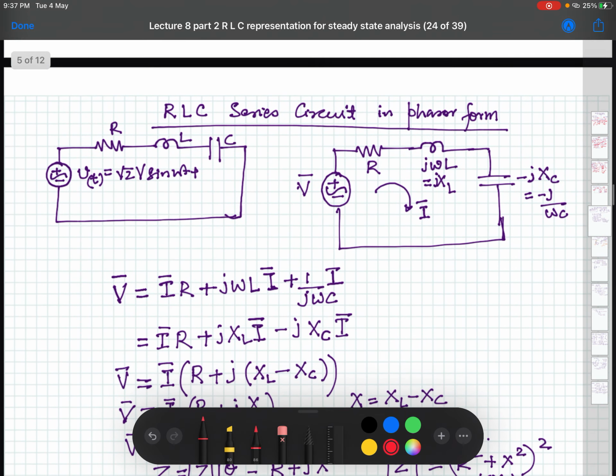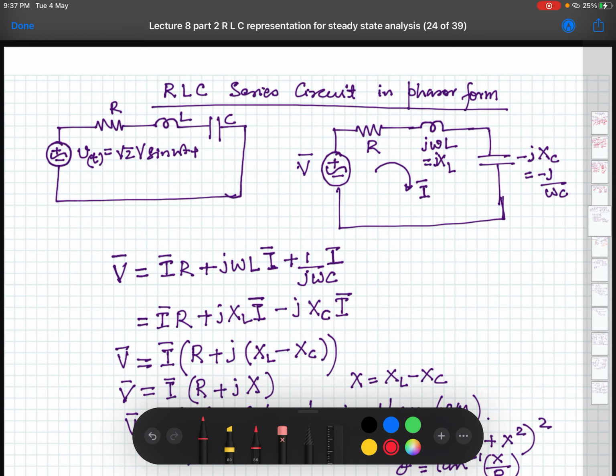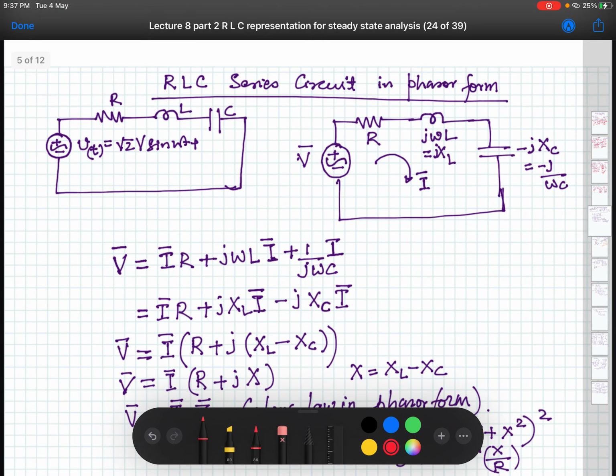Okay, we'll just see this part, that is RLC series circuit. So here I am trying to show you various elements coming together and how this circuit looks in phasor form. So now here you have RLC all together, and we are trying to see how we are having the circuits. So VT, this is the time representation of voltage, root 2 V sin omega t. Okay, and this is R, L and C.